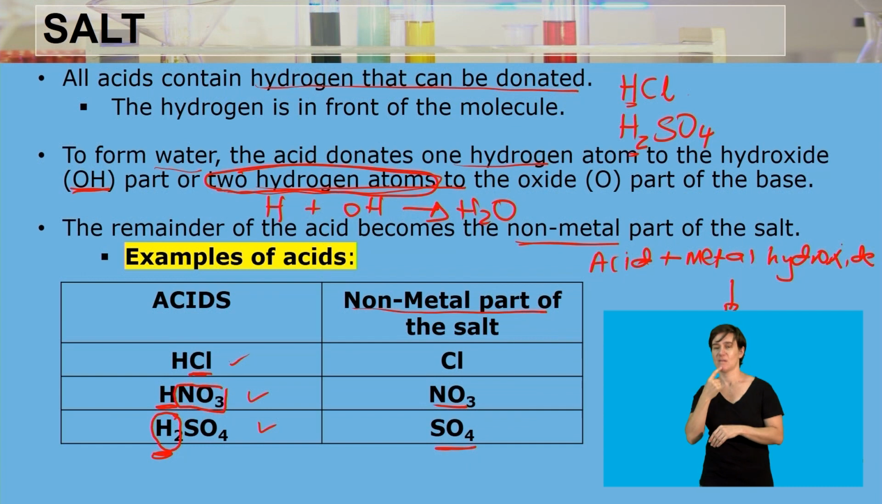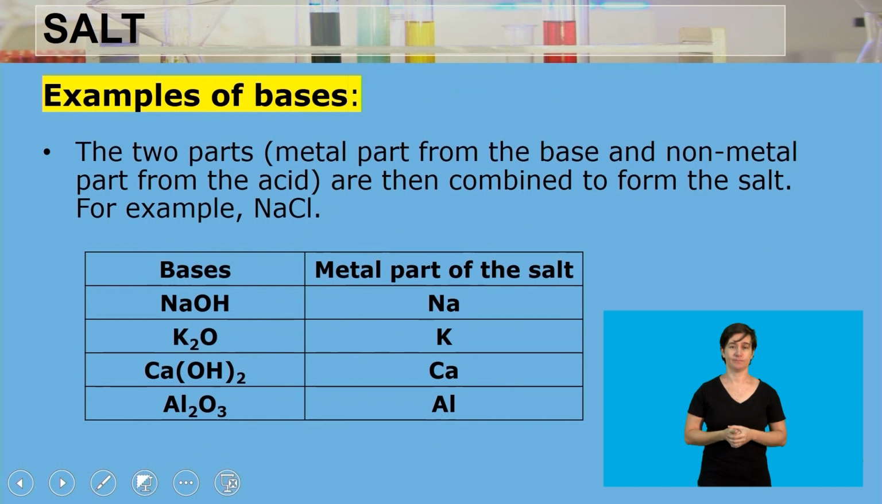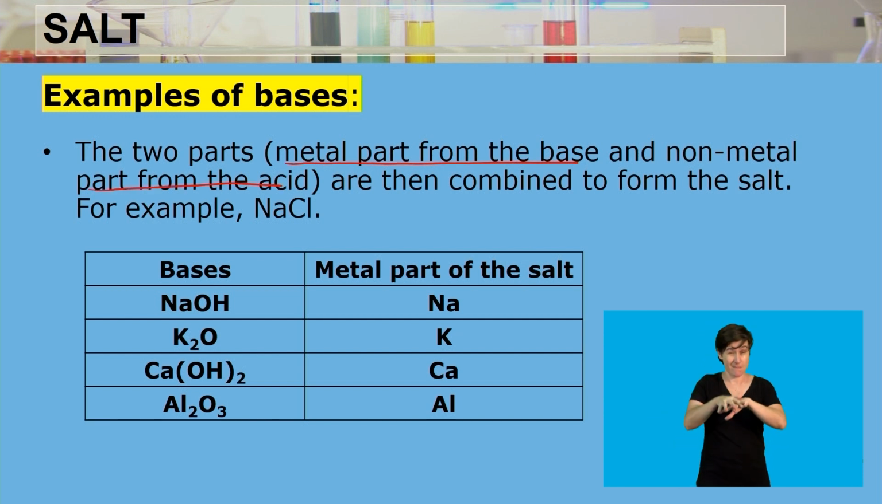So with that said, we can move on to the basis of the very same reaction. We're saying that the two parts, the metal part from the base and the non-metal part from the acid, are then going to be combined to form the salt. For example, we said the acid is going to donate the hydrogen part, and then the remainder is going to be the non-metal part.